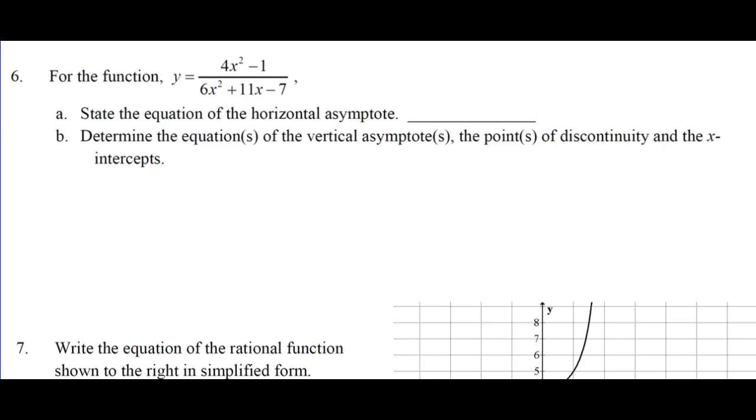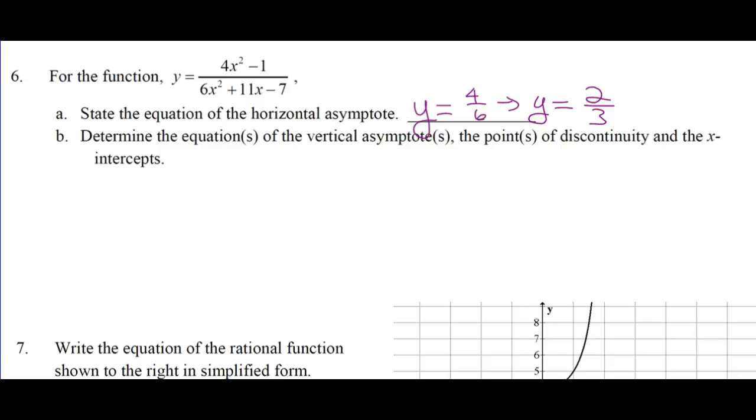For the function 4x squared minus 1 over blah, state the equation of the horizontal asymptote. Okay, what's the horizontal asymptote? Y equals what? 2 over 3. 4 over 6 or 2 over 3, right? Y equals 4 over 6. You can start with that and then just write y equals 2/3. So you should try and simplify where you can. If you go directly to 2/3, that's fine.